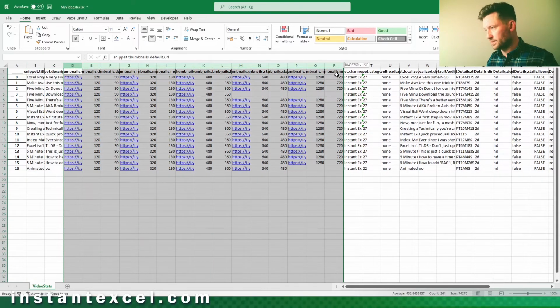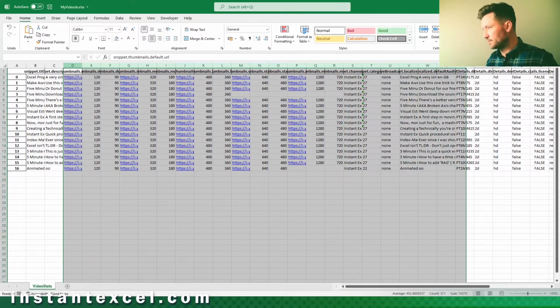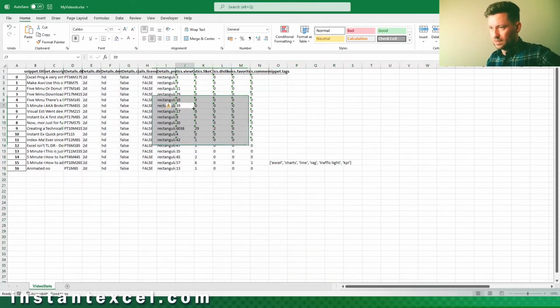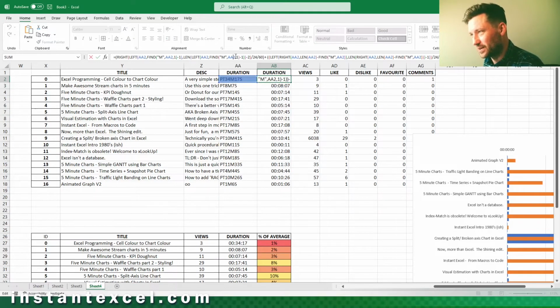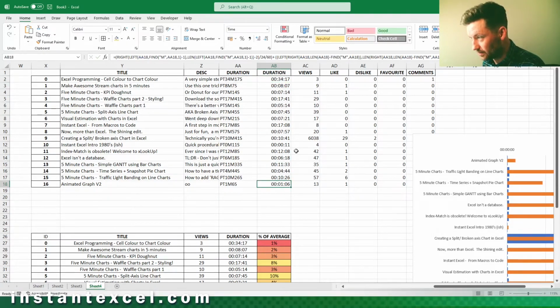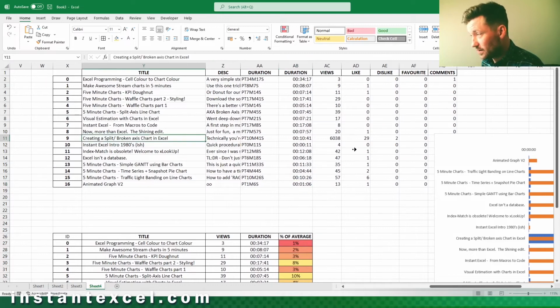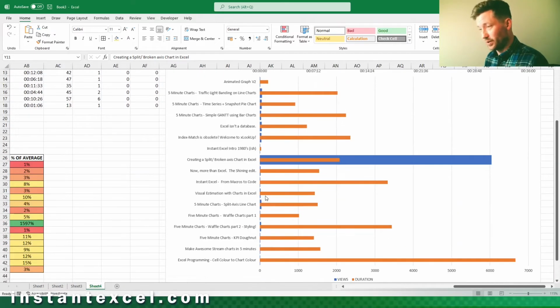These are all the thumbnails. Don't need that, don't need that. YouTube stores its timestamps as this for some reason, I don't know why. That's the formula to convert this into an actual time code. And then finally I did a quick look at the stats.